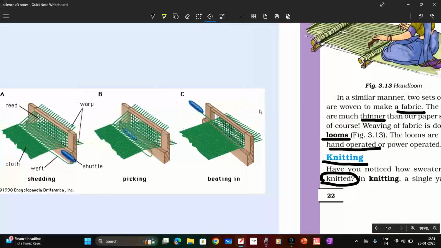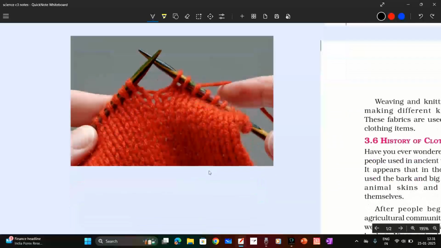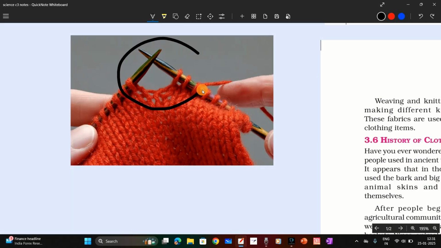This is weaving, and this is knitting. The mother used to stitch, we call it knitting only. The stitching is the machinery one. The handmade one is knitting. The mother used to stitch the cloth or sweaters by this process. The yarn is used in this process.